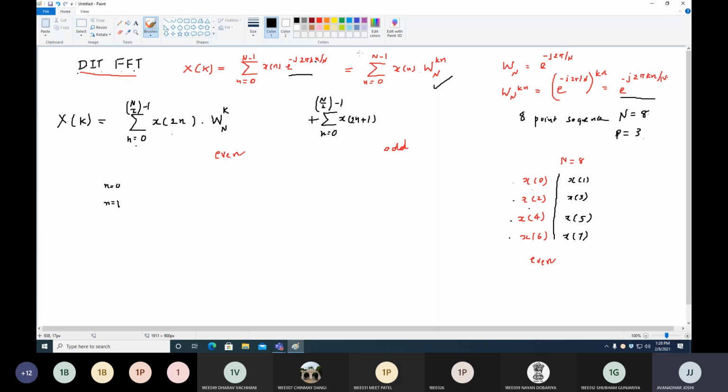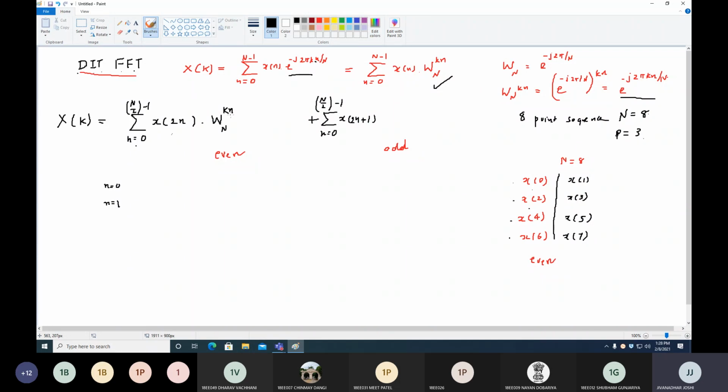In the original equation, put n equal to 1. What do we pick up? x of 2. What was the base coefficient with x of 2? e raised to minus j 2 pi k. Then what was there? With x of 2 we will put 2n. Yes, it should be 2n, right? Instead of n, 2n, and already there is kn here.